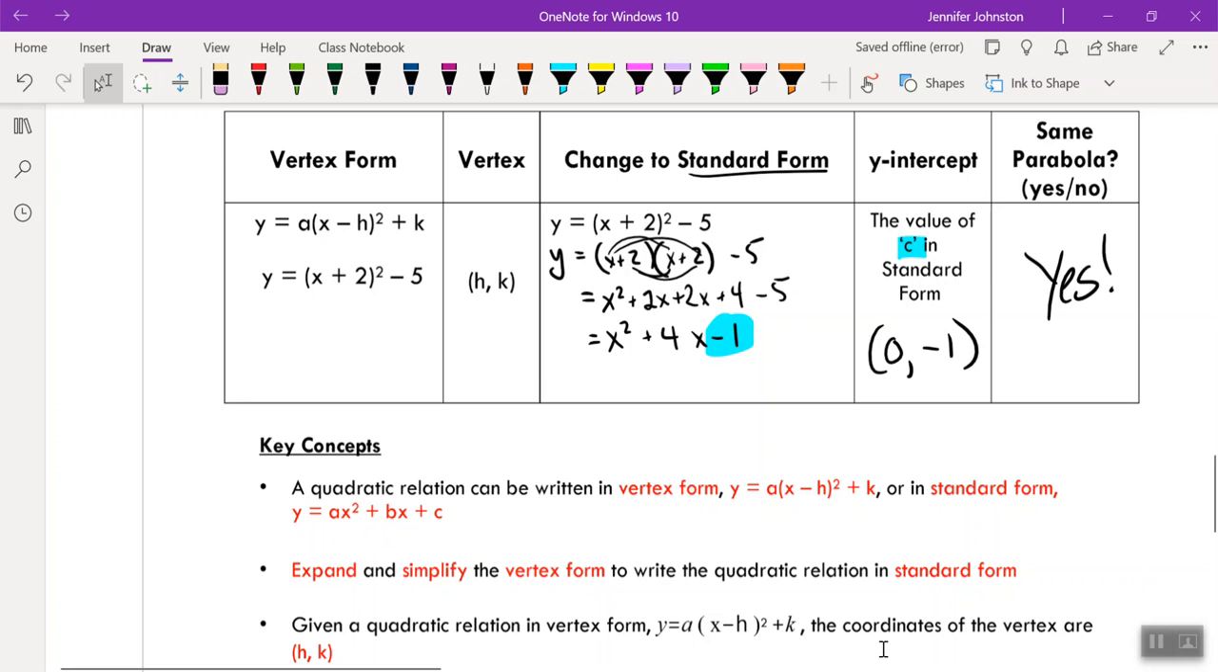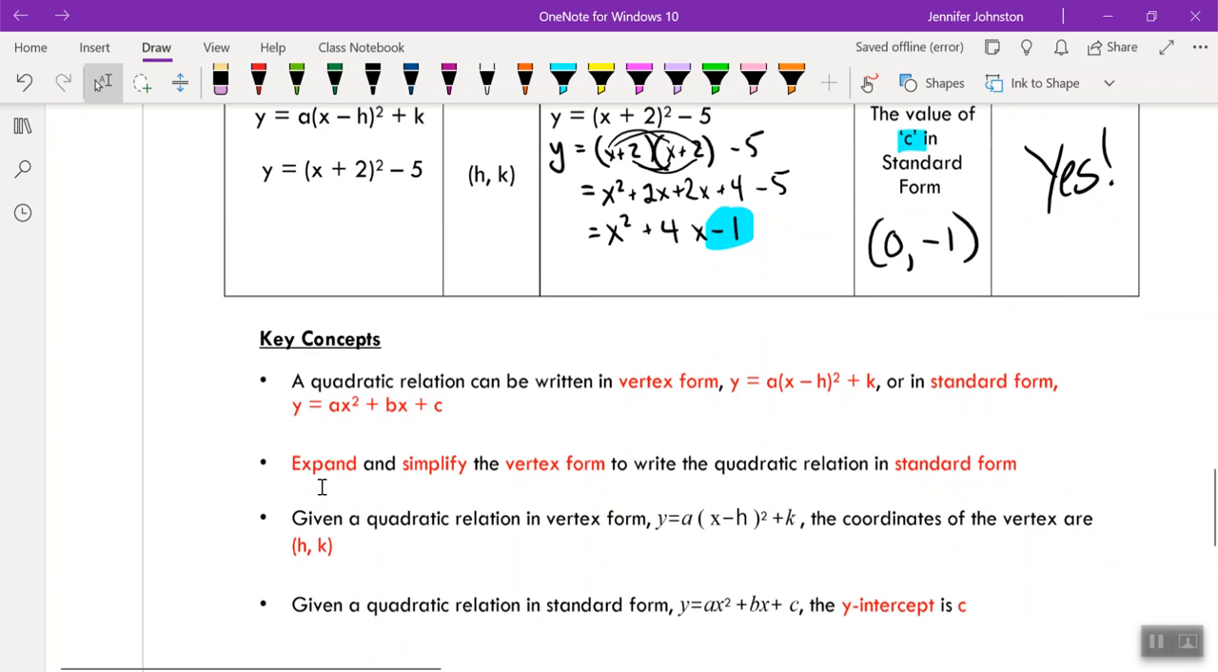Yes. So some key concepts are, if we have vertex form, you can change it to standard form: expand and simplify the vertex form to write it in standard form. So here we know that this is the vertex and that the y-intercept is c.